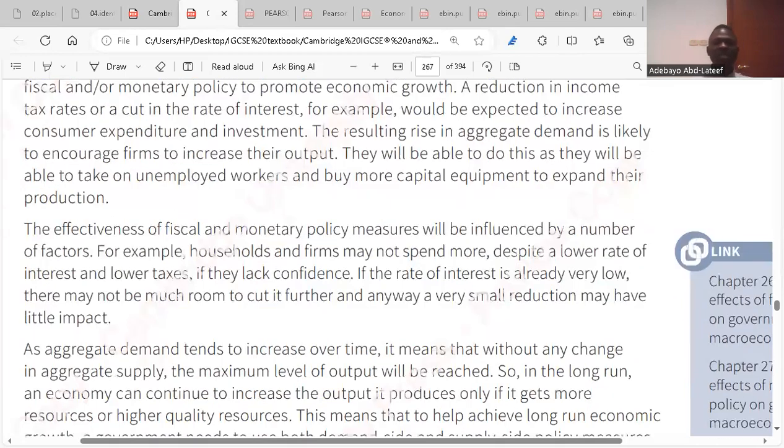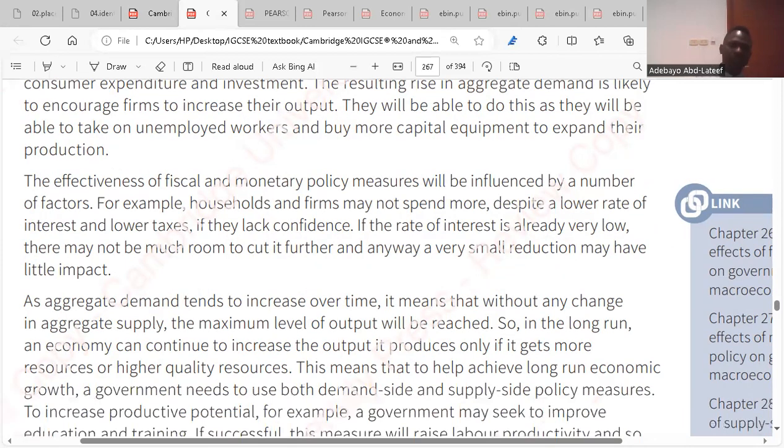Okay. So the effectiveness of fiscal and monetary policy measures will be influenced by a number of factors. For example, households and firms may not spend more despite the lower interest rate and lower tax rates if they lack confidence. If the interest rate is already very low, there may not be much room to cut it further. And anyway, a very small reduction may have little impact. So government might have come up with expansionary fiscal policy or monetary policy, but it does not mean that households will still want to buy. Why? Maybe they lack confidence about the economy. They will still feel like, no, maybe it's just going to be for a while. We don't want to spend. Let's keep our money, please.